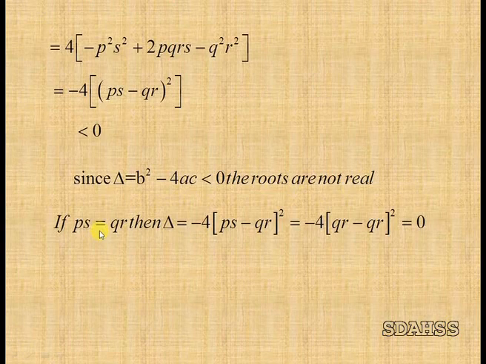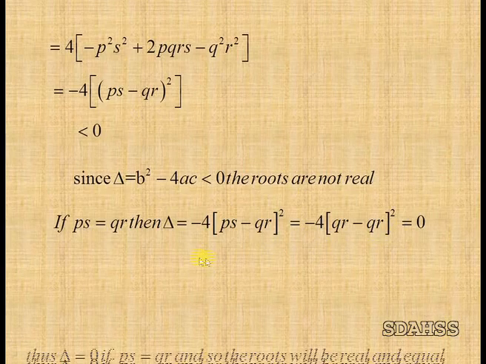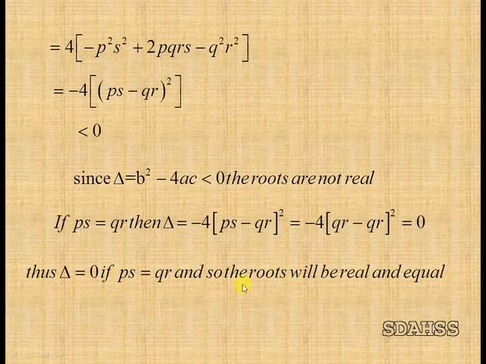Then we want to verify the second one. So for that, if ps is equal to qr, then delta is equal to minus 4 into ps minus qr the whole square. Substitute ps is equal to qr, so this becomes minus 4 into qr minus qr the whole square. Qr minus qr is 0, so delta is equal to 0. If ps is equal to qr, then the roots will be real and equal.